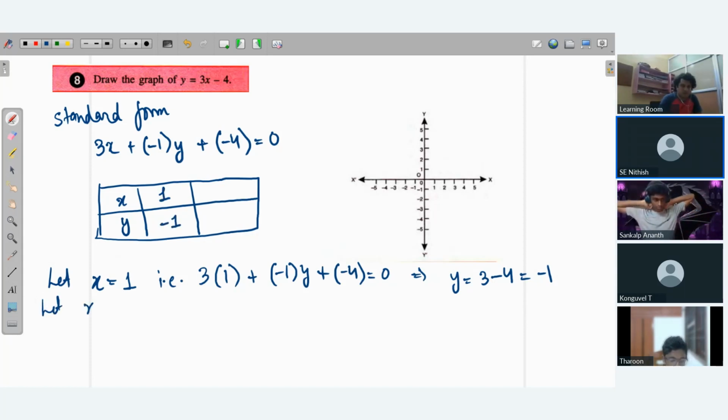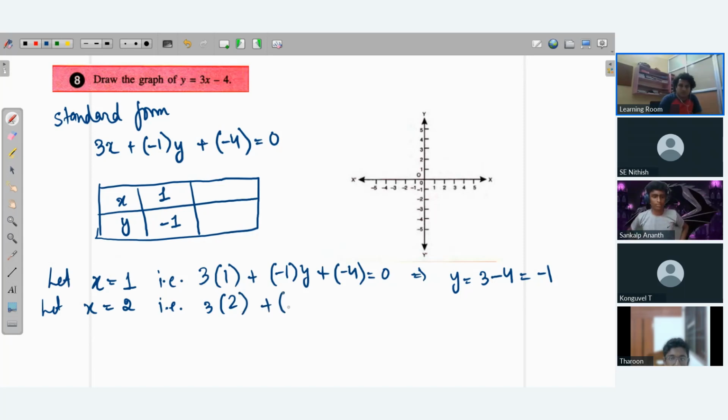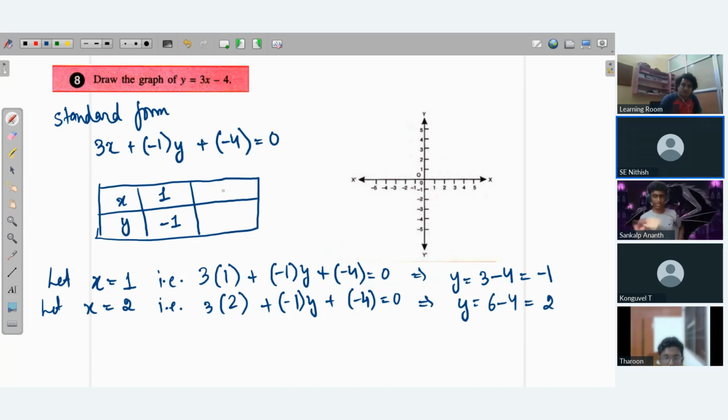Let x equal to 2. That is 3 into 2 plus -1 into y plus -4 equal to 0. It means y is what? 3 into 2, which is 6, minus 4, that is 2. Which means at x equal to 2, I got y equal to 2. Now let's plot it.